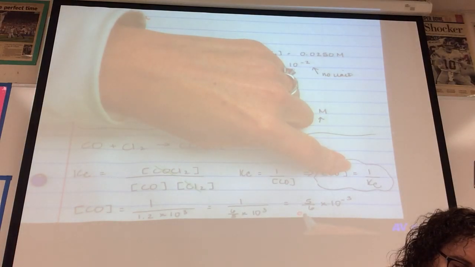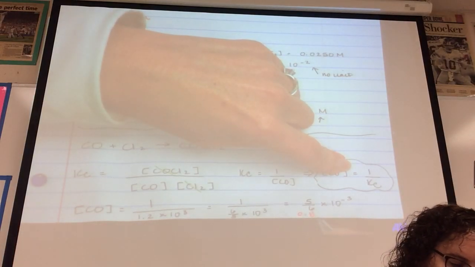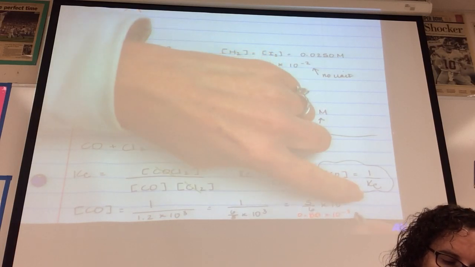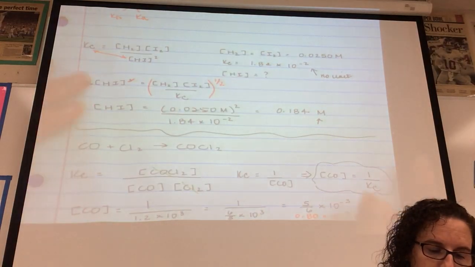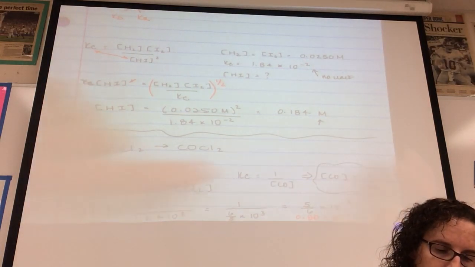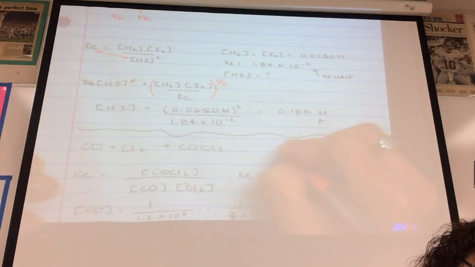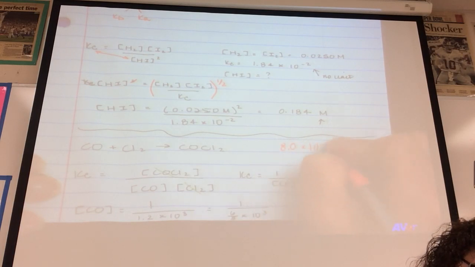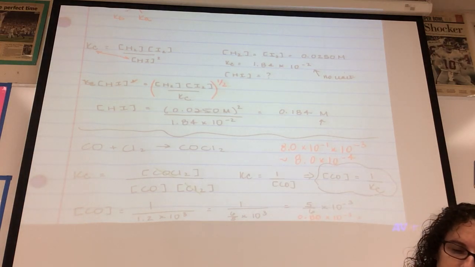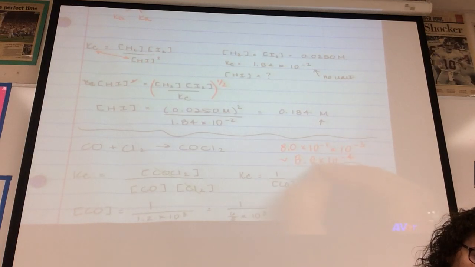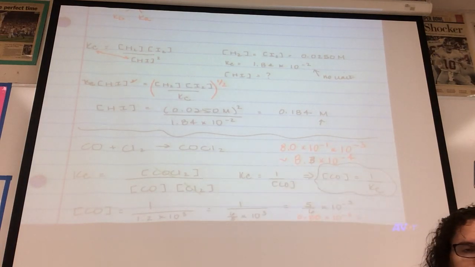So I have 0.8 times 10 to the negative 3, and 0.8 is 8 times 10 to the negative 1, right? I'll write it up here. So that's 8.0 times 10 to the negative 1 times 10 to the negative 3, and that is approximately 8 times 10 to the negative 4. If you did it with a calculator, you would have come out with 8.3 times 10 to the negative 4.